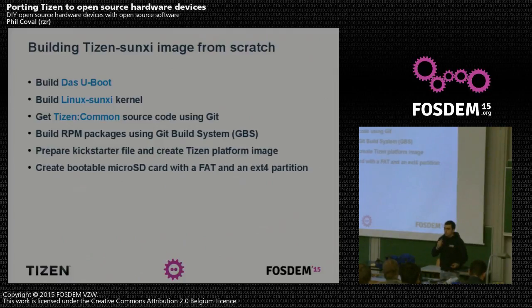Once you have built the bootloader and the kernel, the next steps are related to building Tizen. So there are a couple of ways to build Tizen. As you heard on previous presentations in this room, you can use Yocto, but in my particular case, I'm using the GBS build system. So with a powerful enough computer, you can cross-compile it in approximately 4 to 6 hours. Then, once you have all RPMs, you have to prepare a kickstart file and create an image. The final step is to prepare a bootable micro SD card with a FAT partition where you should place the Linux Sunxi kernel and an ext4 partition for the Tizen stuff.